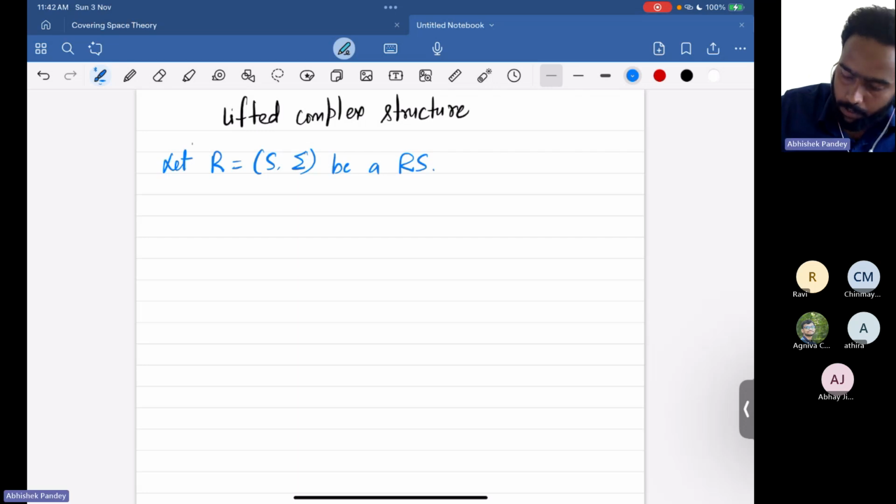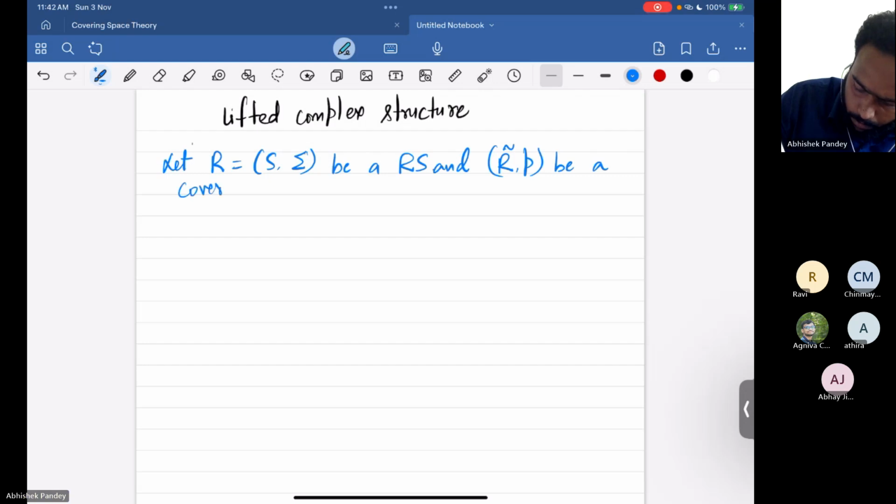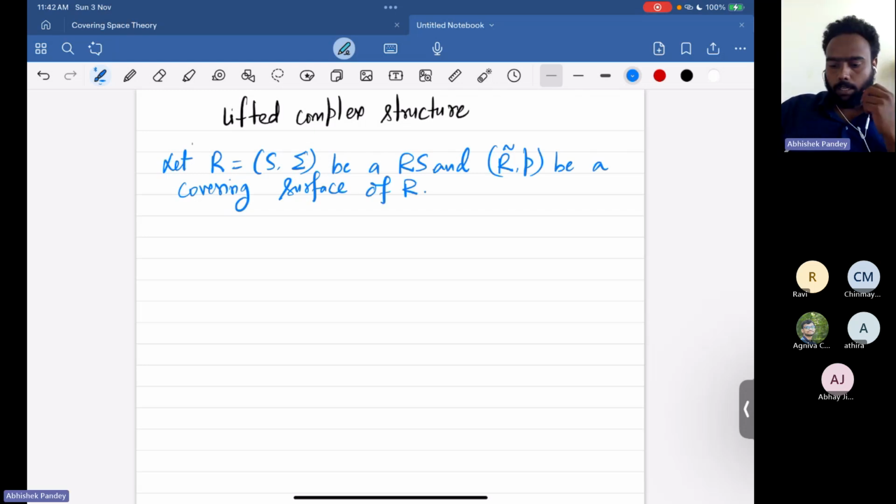Let S be a Riemann surface, and let E be a covering surface of R. In the last lecture, it was an exercise that if you have a surface, its covering space is again a surface, meaning you can again define the local coordinates using the charts.